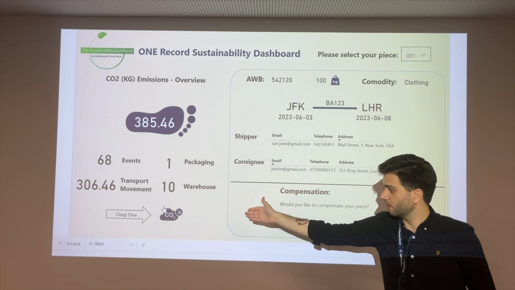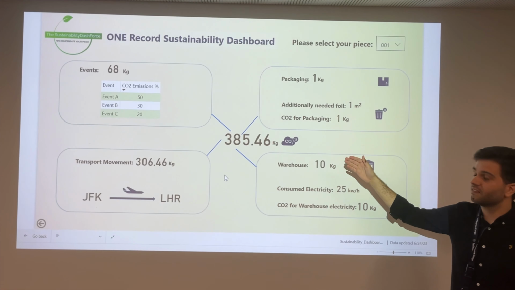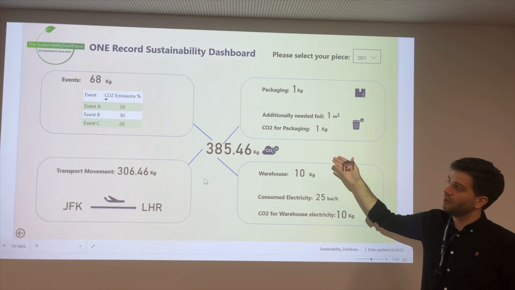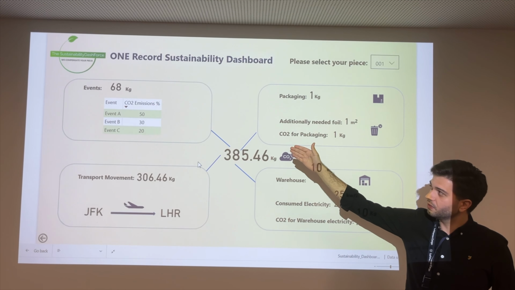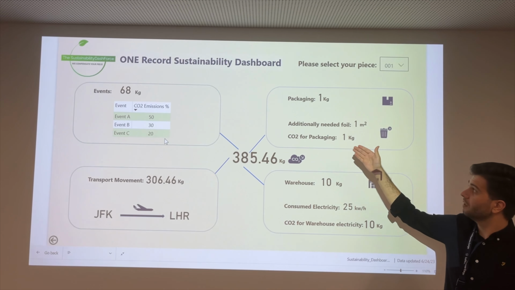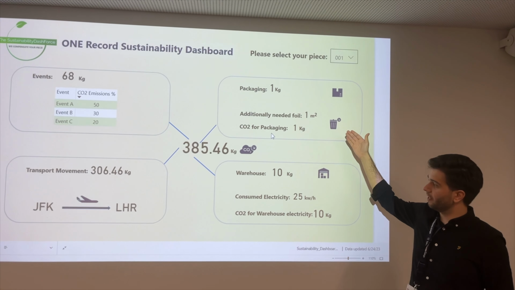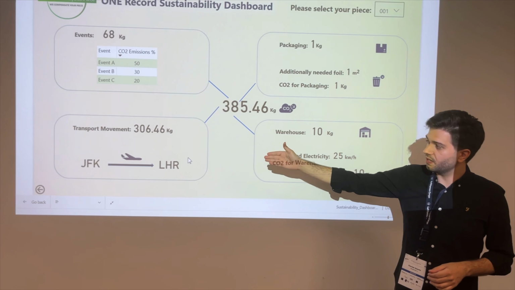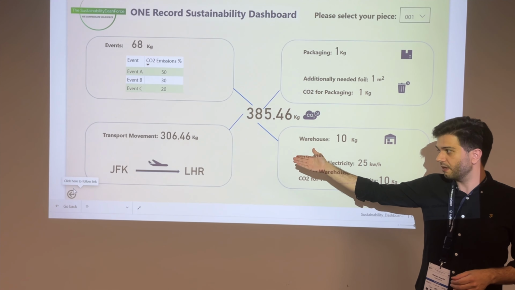If you click on the small cloud down here, you can see the components which make the total emissions of your shipment. On the right hand side there you can see the events in the warehouse. You can on the left hand side see the packaging and the warehouse material, as well as on the right hand side the transport movement, which is the flight in the end.